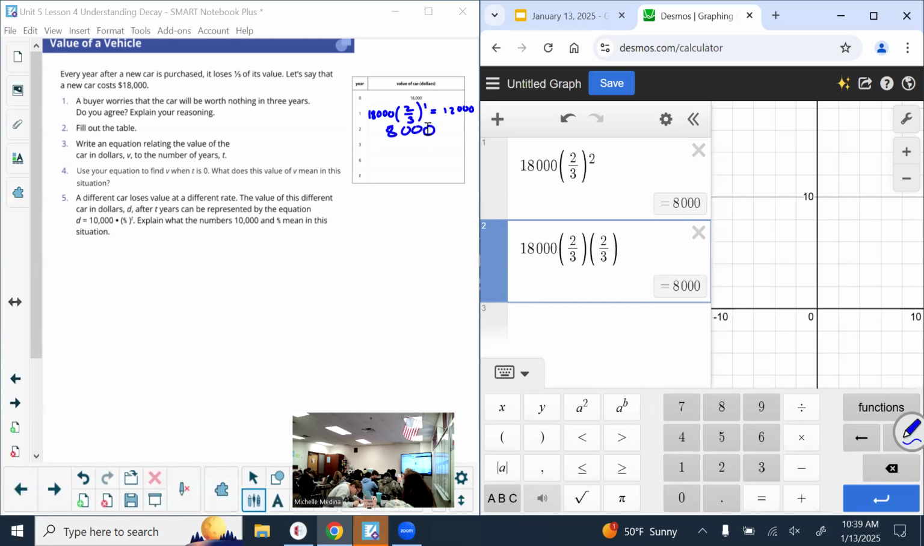We're changing the exponent or timesing it by 2/3 again. We're not timesing it by 1/3, because that's what it's losing. You multiply by what it's keeping. Questions on that?